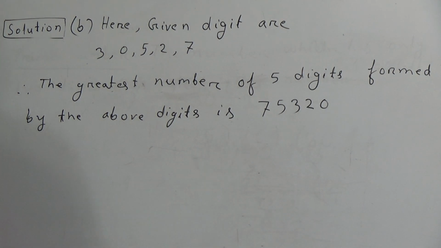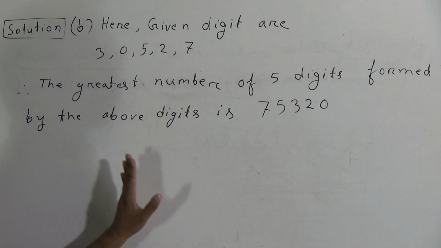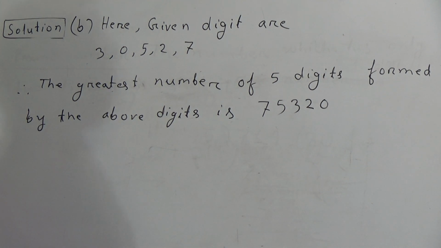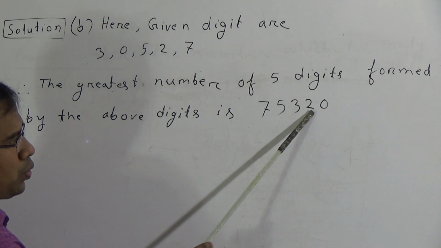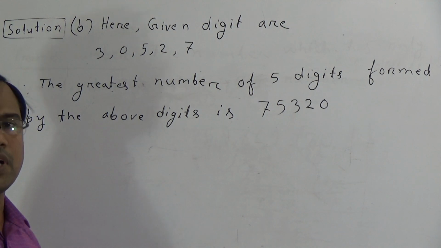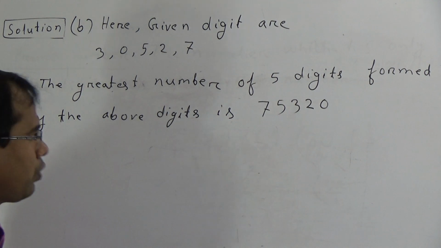Now we will check whether the number is divisible by 4 and 5. We know that if the number formed by the ones place and tens place digits is divisible by 4, then the number will be divisible by 4 also. Here the number formed by the ones place digit and tens place digit is 20. We know that 20 is divisible by 4. 4 fives are 20. So this number will be divisible by 4.